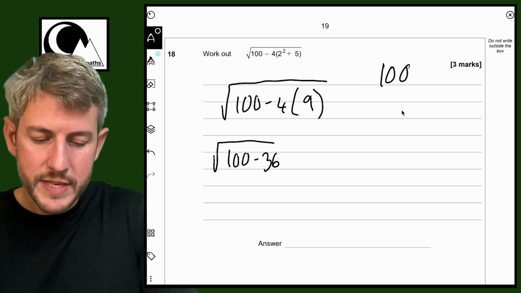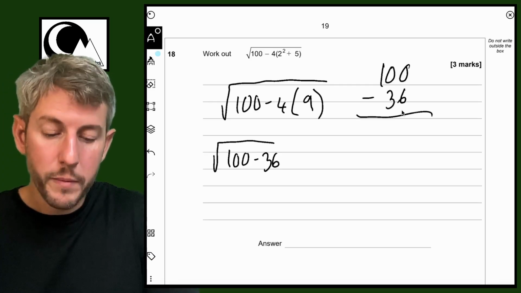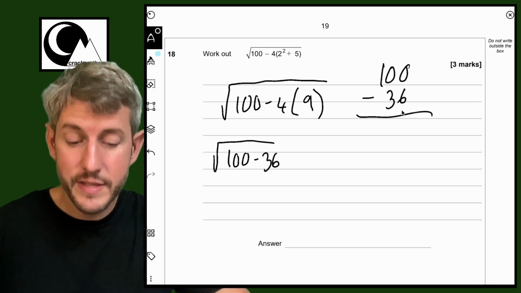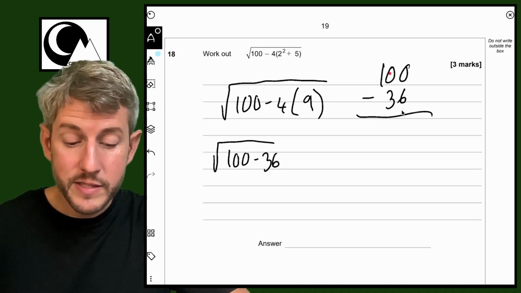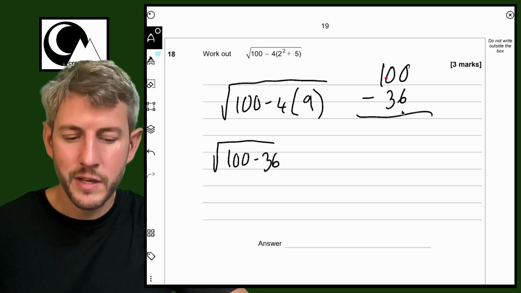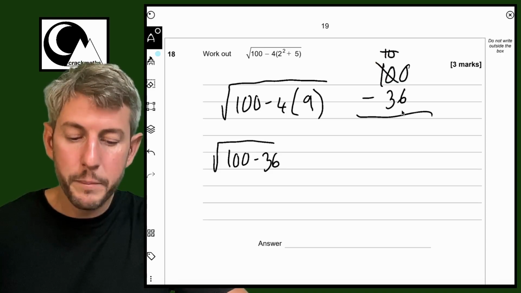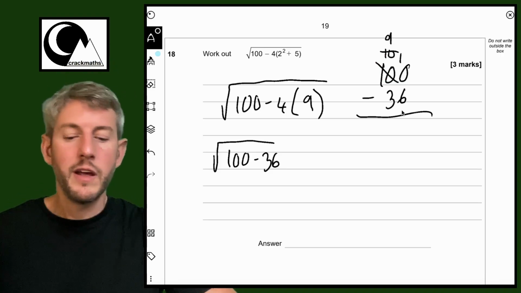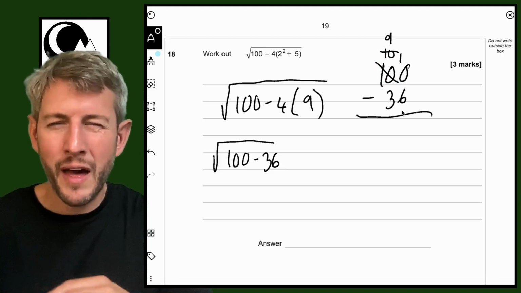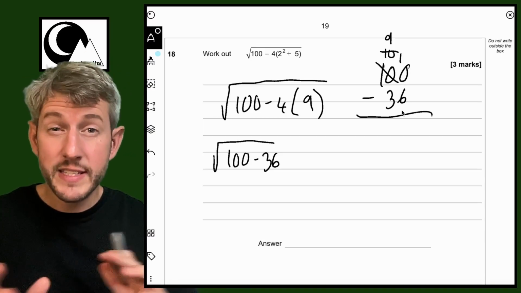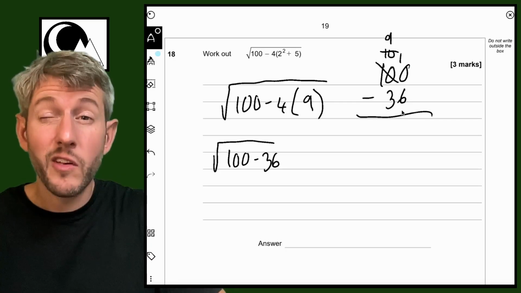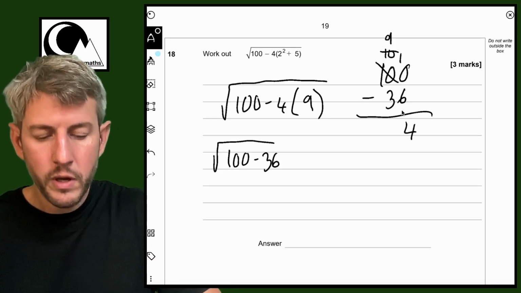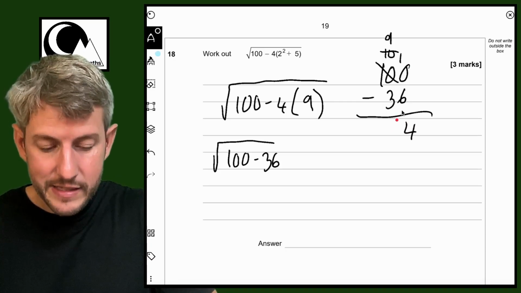Now 100, take away 36. You might know it or you might not. If you don't, we can work it out using this method here. So 0 take away 6 we can't do. We can't borrow from 0, so we're going to have to turn this into a 10. And then we can borrow from that 10 and turn it into a 9. So we're thinking about that 100 as being broken down into 90 and 10. So what we can do now is think about 10 take away 6. Well, 10 take away 6 is 4. 9 take away 3 is 6.